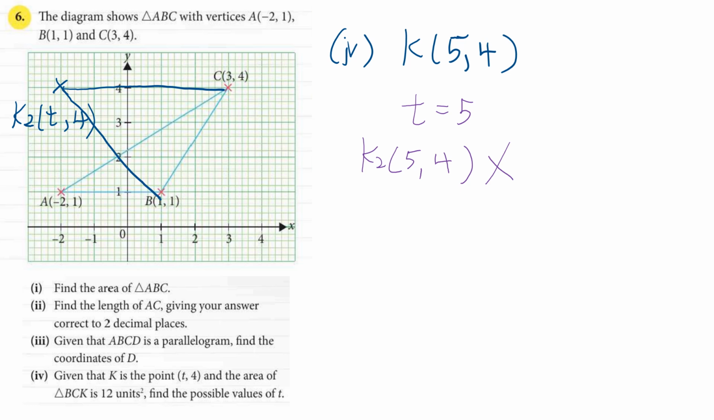Because if you look at the diagram, do you see that your K2 is on the left side? So if your K2 is on the left side of the y-axis, that means the x coordinate of K2 has to be a negative value, right? Therefore, how do we correct this mistake? What should be the correct x coordinate for K2? Yes, so K2 should be negative 5, 4 and not 5, 4.